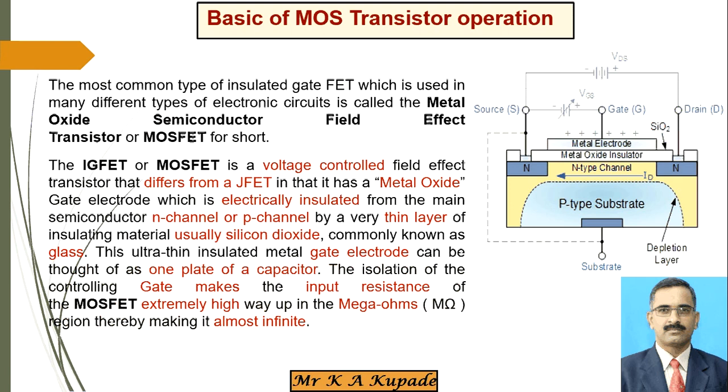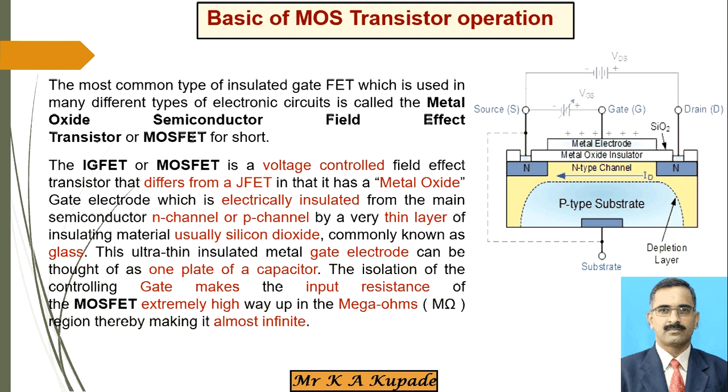First, there is the metal oxide electrode and metal oxide insulator. And the second one is the substrate, the p-type terminal. And the entire channel, you can see, is the n-type channel. We will see the same thing later on.